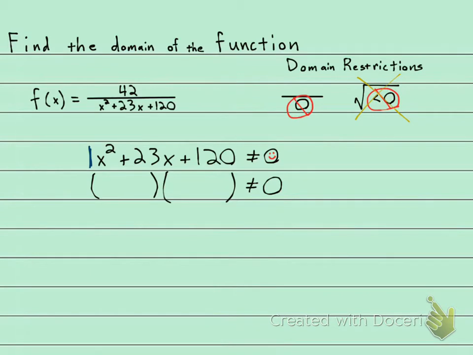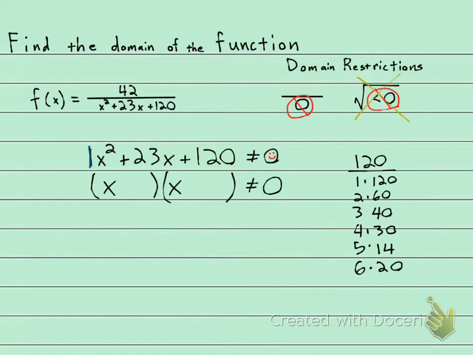And when we factor this, we're going to end up getting x and x, two numbers that multiply to give me 120 and add to give me 23. Let me come over to the side and do that. It could be 1 and 120. It could be 2 and 60, 3 and 40, 4 and 30, 5 goes into 120, 5 and 24, 6 goes into 120. Wow, there's a lot of options here. 6 and 20. I don't think 7 works. 8's going to work, I think.